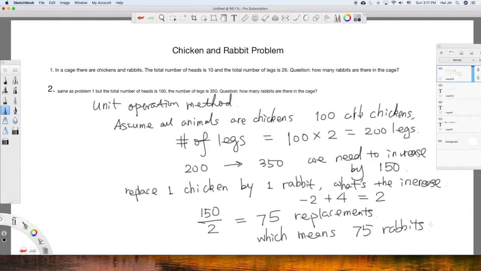Okay, do you like this approach? No algebraic equations. Just intuition and simple counting, simple division. That's problem number 2. Let's look at another problem.